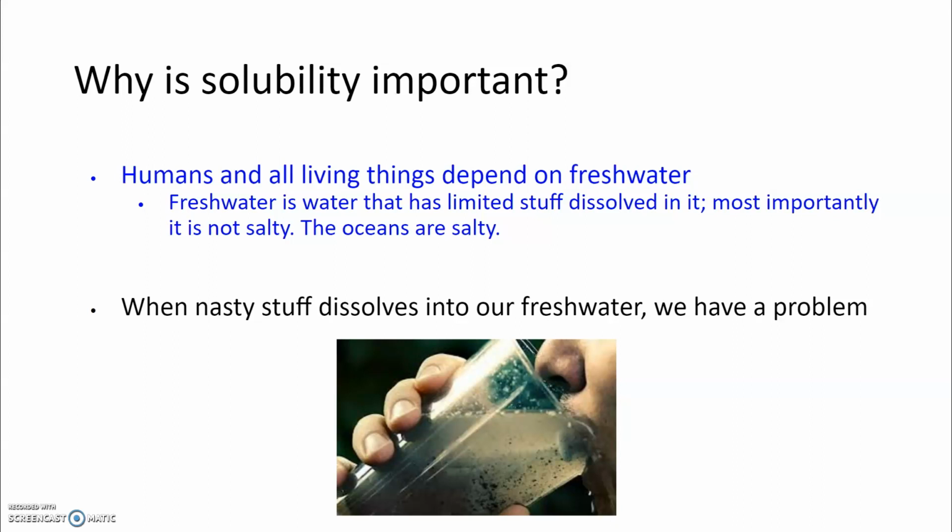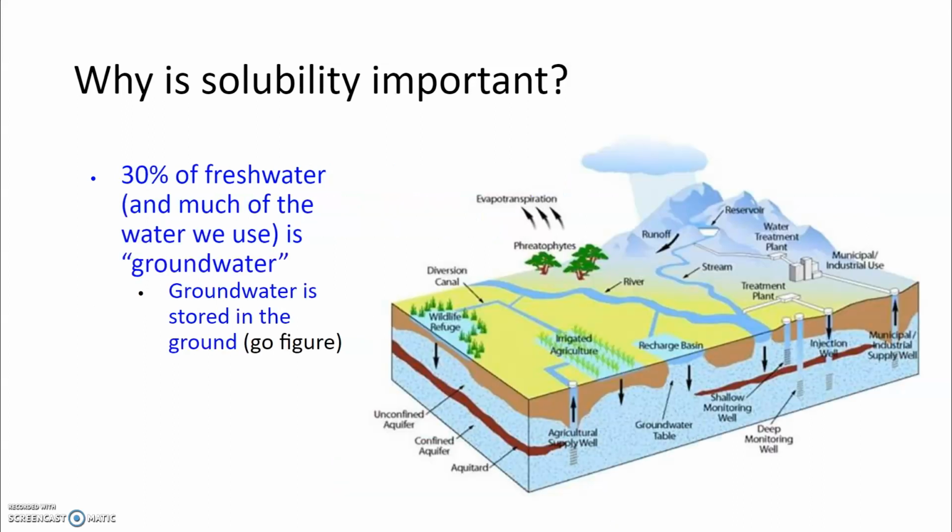Most of our fresh water is on the surface of the earth, and it's stored in like glaciers and lakes and rivers and ice caps, and we'll get into that. But the rest of our fresh water is what we call groundwater, and this is a lot of the water that we use. Groundwater is just a term we use for water that's stored in the ground. Go figure, it kind of sounds like exactly what it is.